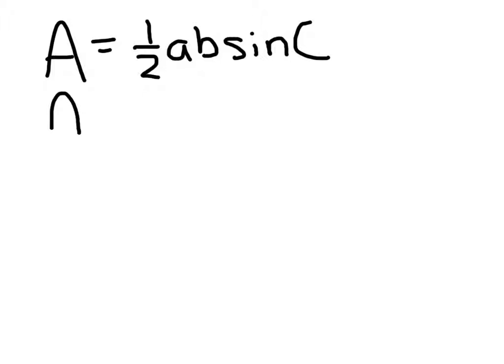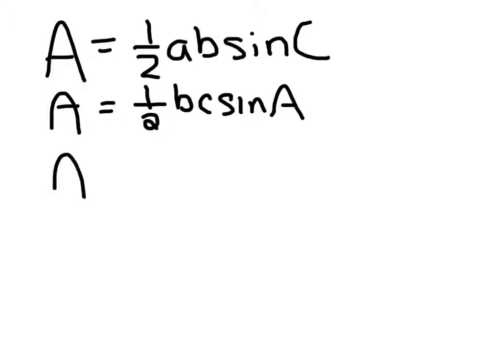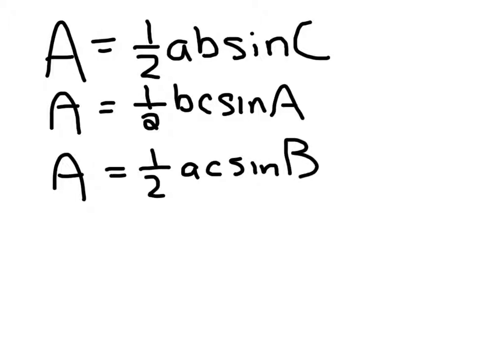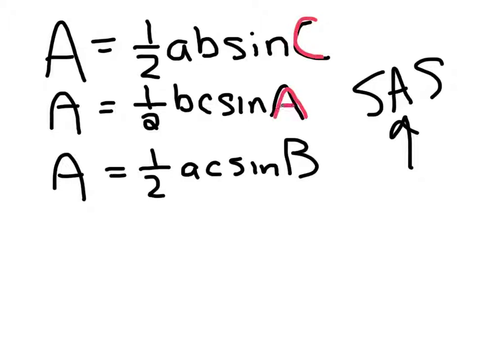But it's true whether you write it as 1/2 AB sine C or 1/2 BC sine A, or you could write it as 1/2 AC sine B. So all you really need to know is that it's a side angle side problem, and the angle doesn't matter if it's C or A or B. Whatever angle you're using has to be between the two sides. And from there on out, it's just plug in the numbers to the formula.